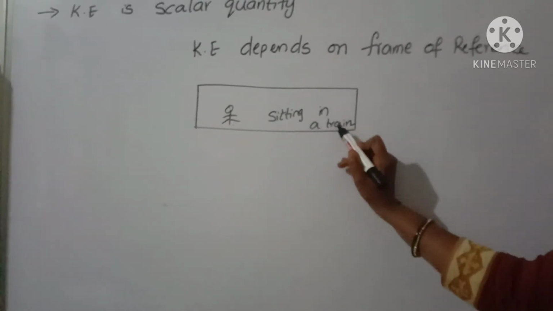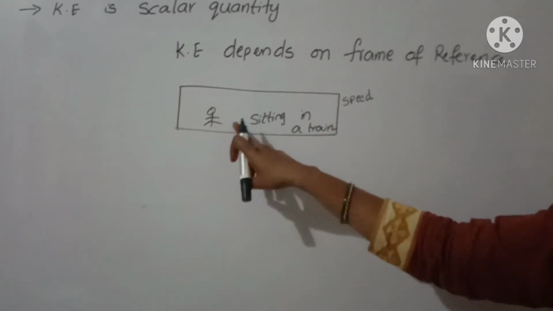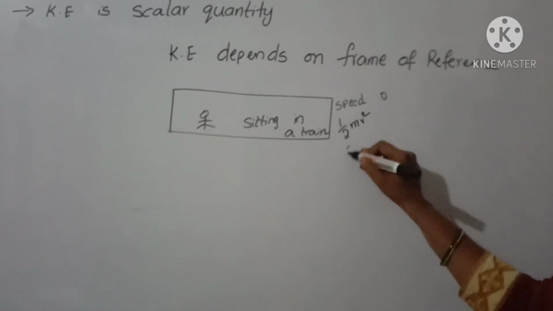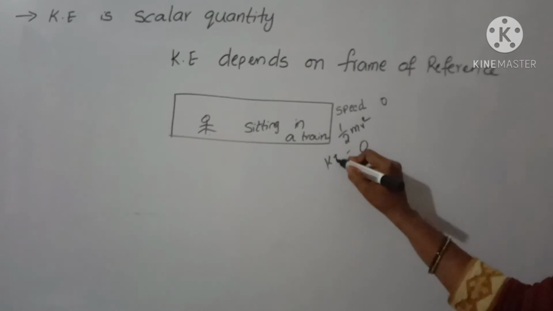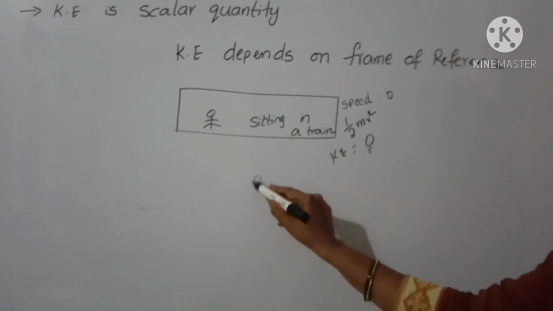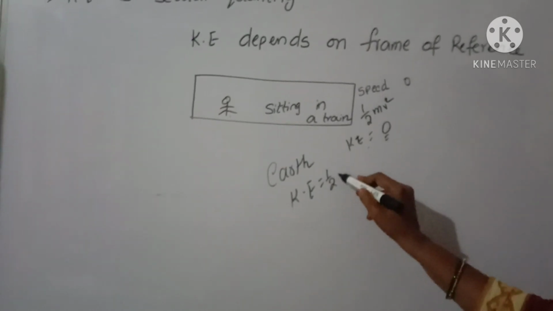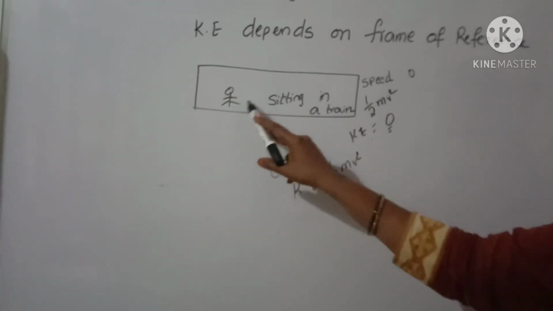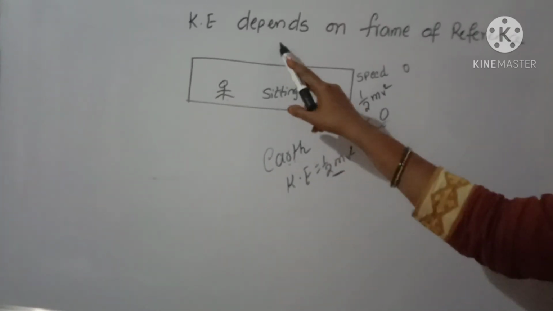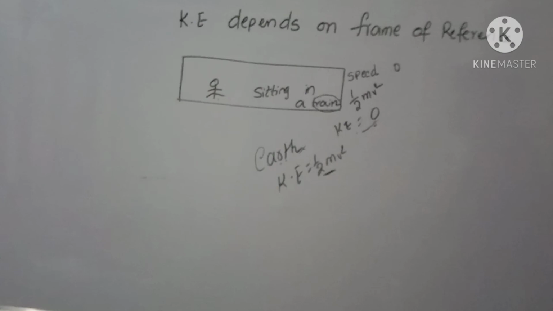And kinetic energy depends on frame of reference. I said by example, see here, a person is sitting in a train. The speed of the person with respect to the train is 0 because he is at rest. That means half mv square equals 0. The kinetic energy of the person sitting in a train is 0. That is one frame of reference. And the second frame of reference is the earth. According to the earth, the kinetic energy is half mv square. So when we take the train, the kinetic energy is 0, and when we take the earth, the kinetic energy is half mv square. That means kinetic energy depends on frame of reference.